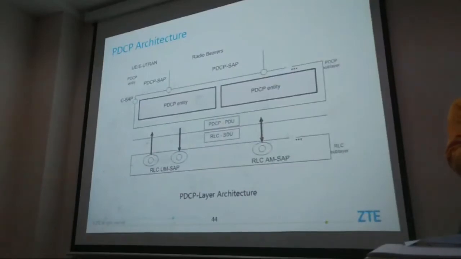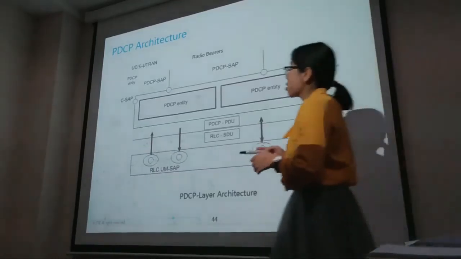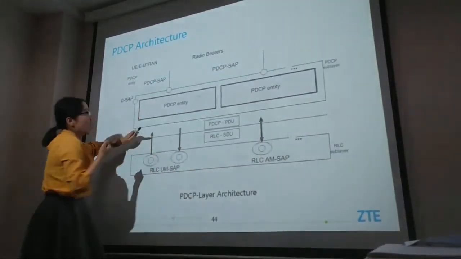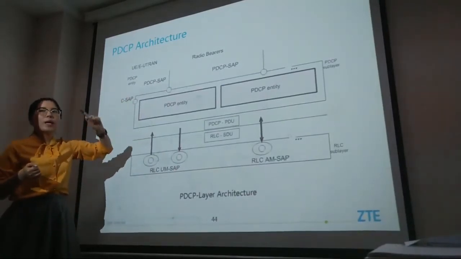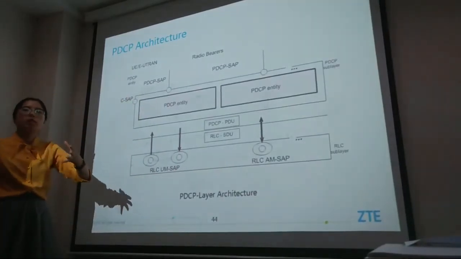Okay, so the RLC will report the data to the PDCP layer, and the PDCP layer will transmit to the upper layer. PDCP is the highest layer for the user plane, yes? And for the control plane, the upper layer we have the RRC. So PDCP will transmit the data to the upper layer. The upper layer may be RRC, maybe the different apps.